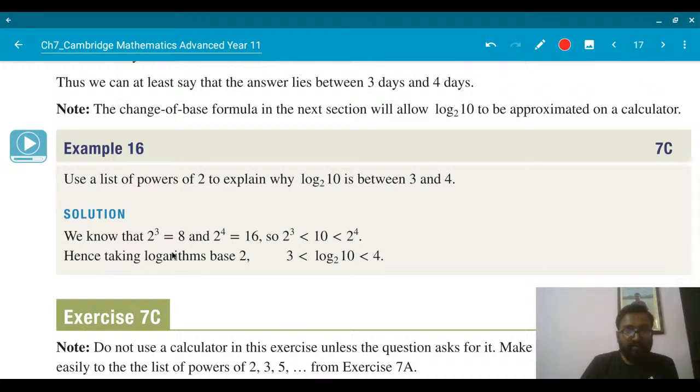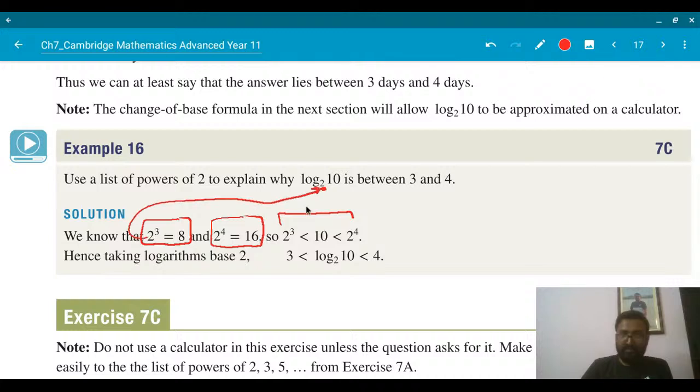Okay, so I'll tell you. 2 power 3 is equal to 8, 2 power 4 is equal to 16, and 10 lies between them. Between 8 and 16, is there any value? 10 is there. And see, the base is 2 only. So this is the same base. If the base is different, we have to take a different one. 2 cube is equal to 8, 2 power 4 is equal to 16, so in between there is 10.